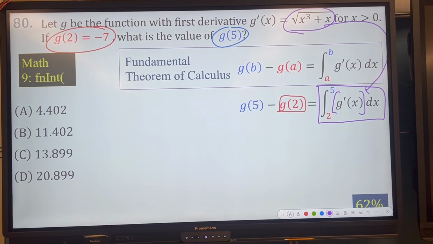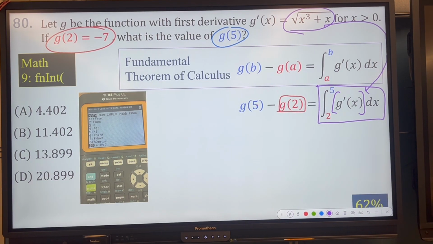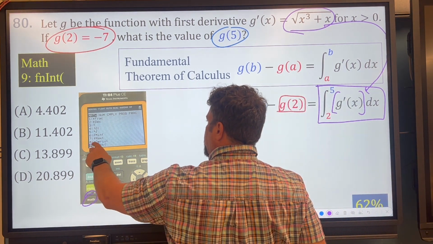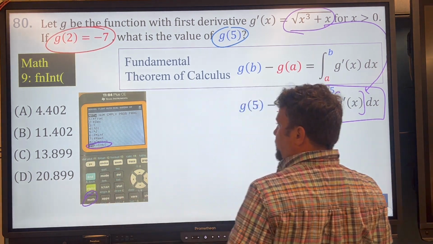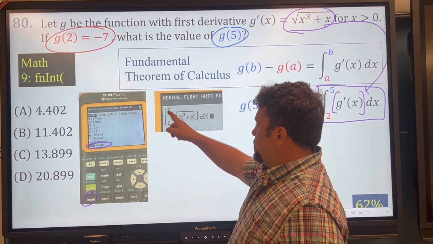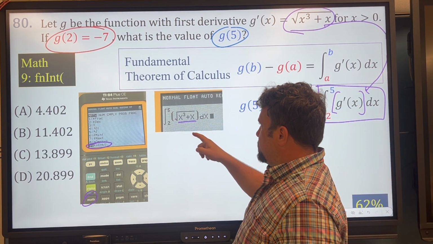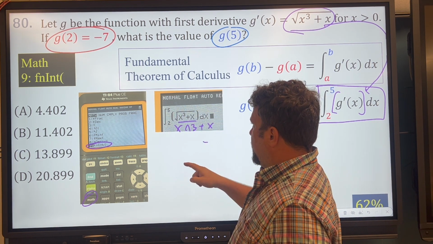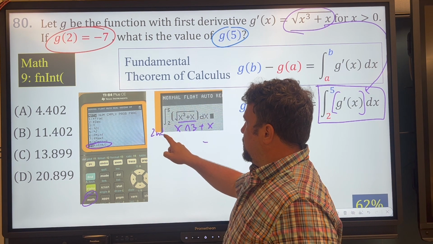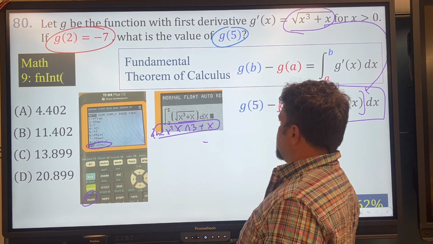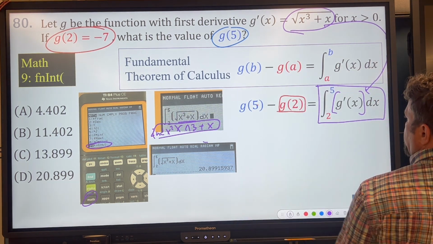So as I just showed you, you come here, you hit the math button that's right here, you go down to 9, FNINT. You're going to type in your 2, your 5, type in the equation. Okay, so it's x caret 3 plus x, or second, x squared, and then you type all that in, and then make sure it's dx, and then you get your answer.